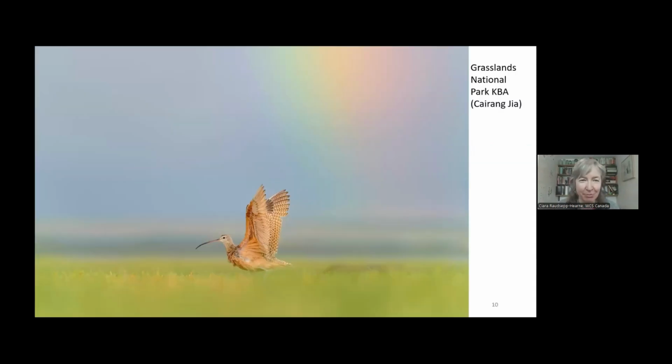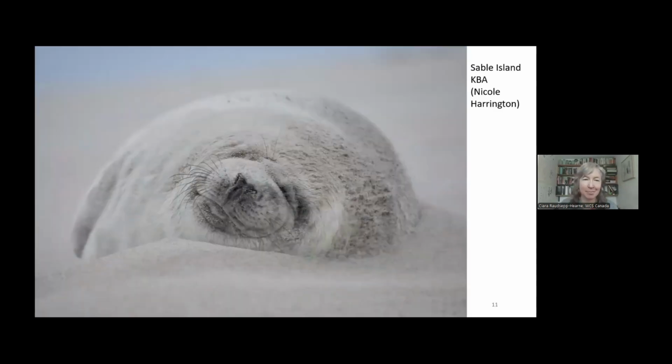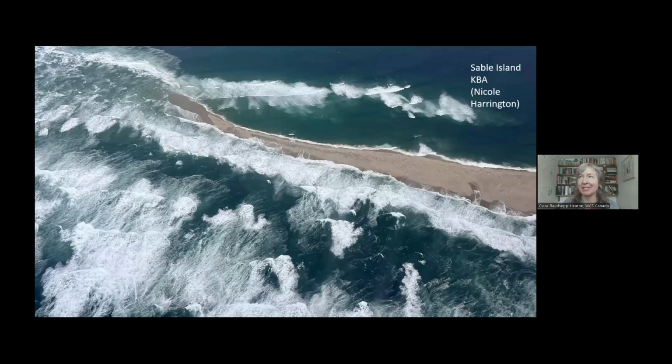I just wanted to also mention that growing awareness of biodiversity is also an important thing that KBA work can accomplish. So we've run 3 years of a key biodiversity area photo contest, where entries have to be taken within key biodiversity areas. And they're so beautiful that I wanted to share a few. So this is in Grasslands National Park, key biodiversity area. Sable Island Key Biodiversity Area. This one too is Sable Island.